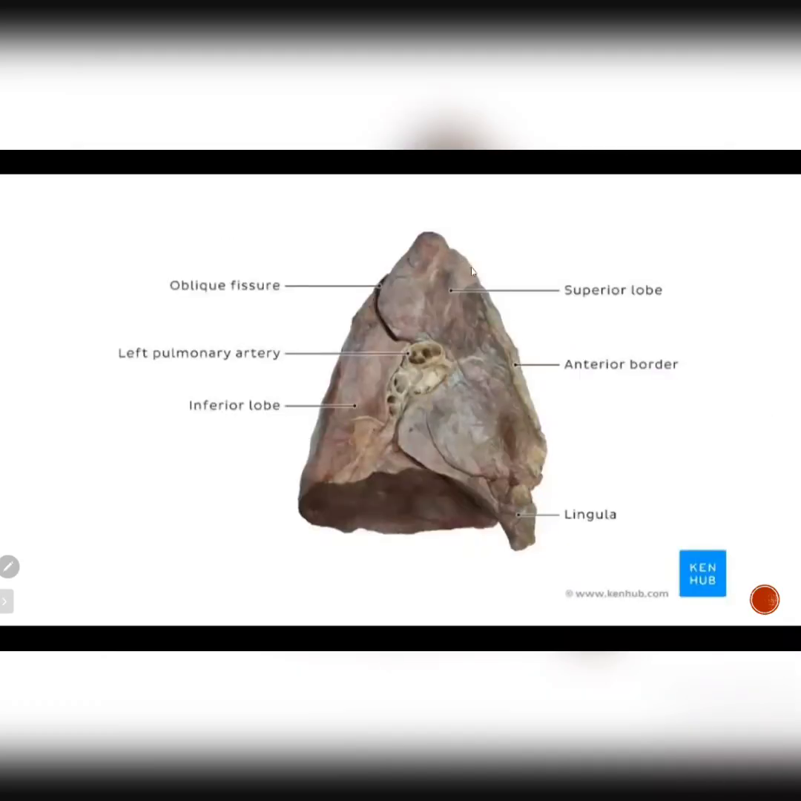Now, on the medial surface of the left lung, I just want you to focus on the anterior border. This is called the cardiac notch, and this tongue-like projection is the lingula. Remember that feature for the left lung.